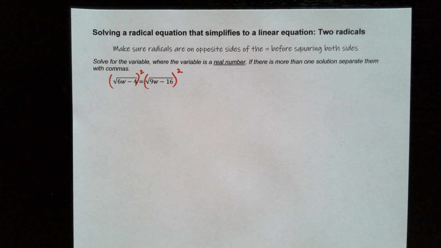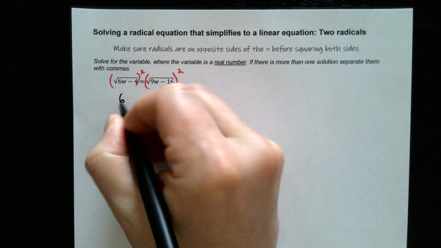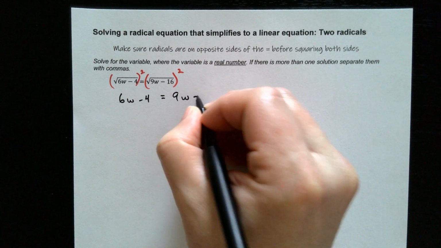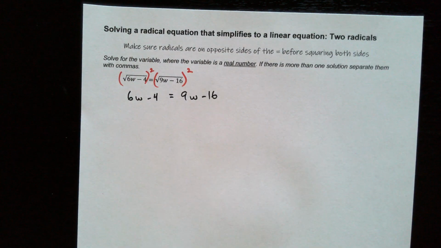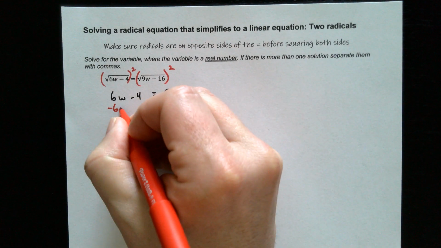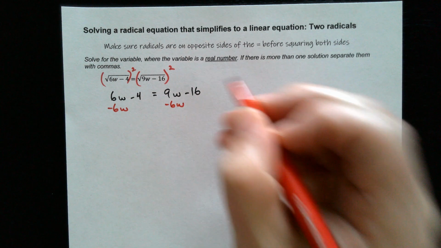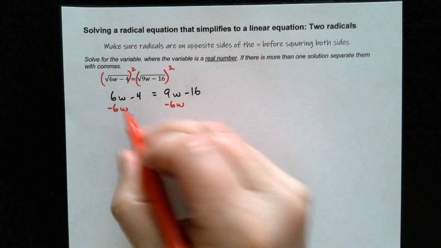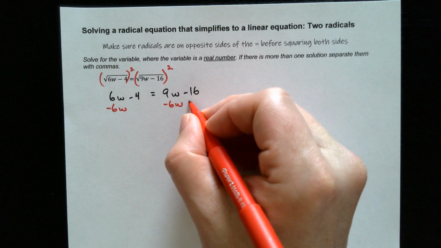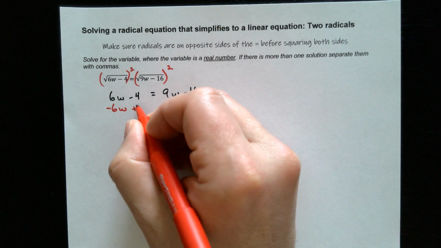So when you square this time, both of the square roots on both sides are going to go away and we're just left with the inside. So you get 6w minus 4, and then you get 9w minus 16. Okay. Now we want to solve for w. So I'm going to move this over. So I'll subtract 6w, and that'll move the w's over here. I can also move this over by adding. So I could add 16 to both sides.